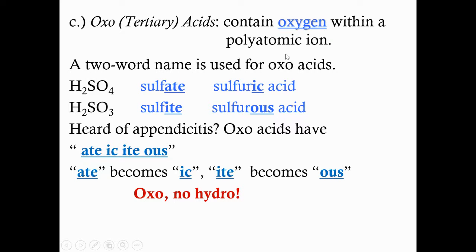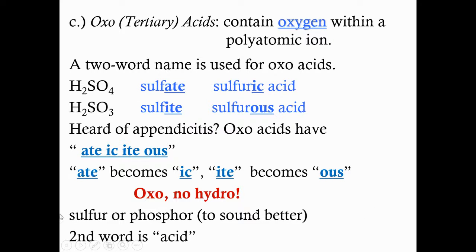So when there is oxygen present, when it is a tertiary acid, we do not use the prefix hydro. That is reserved only for binary acids. In general, it's one syllable. Sulfate would become sulfic, but with sulfur and phosphorus, they decided that it must sound better if we actually use two syllables. So it's sulfate, but sulfuric, phosphate, but phosphoric. All the others are simply chop off the ate, change it to ic, chop off the ite, change it to us.